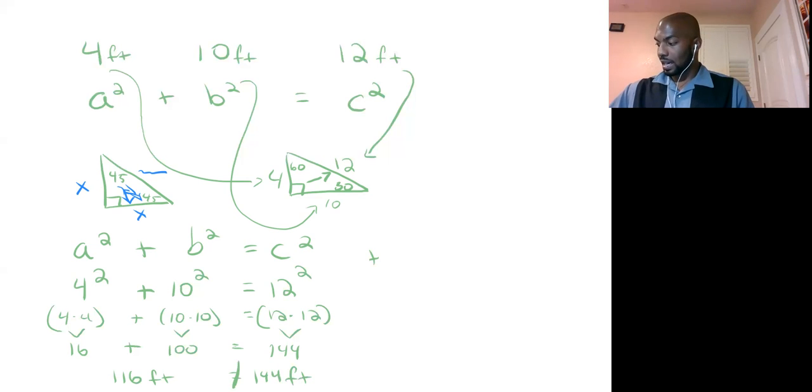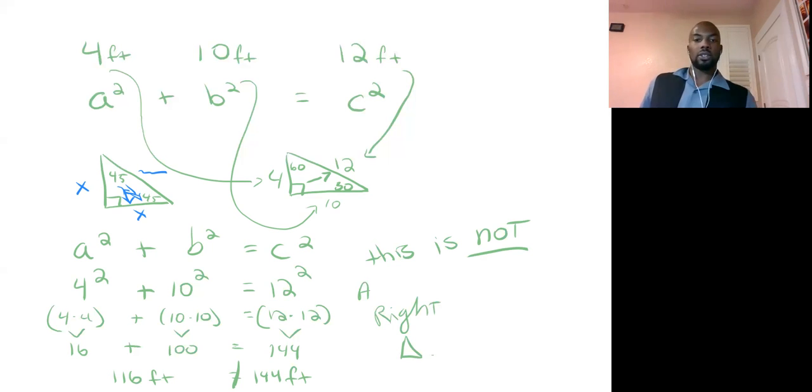Therefore, this is not a right triangle. And these are not Pythagorean triples. Not a right triangle. Okay, let's do one more. And I'm going to change the colors up. And let's see if this one is a right triangle.